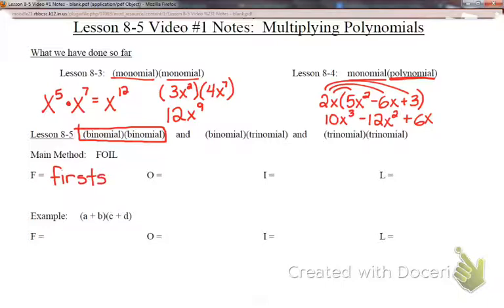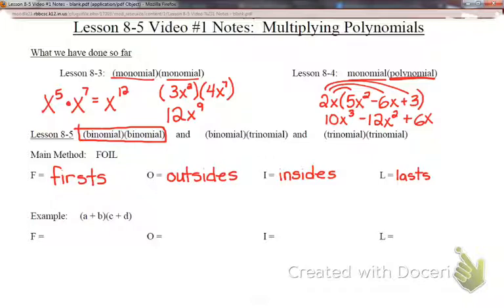The O stands for the outsides. We multiply the outside terms together. The I is the insides. We multiply the inside terms together. And the L stands for the last terms. The lasts. Kind of awkward to put an S back there, but it's the last terms. So FOIL is the firsts, the outsides, insides, and lasts. And remember, as we're doing this, we're multiplying.